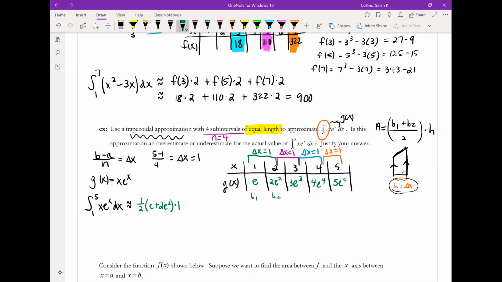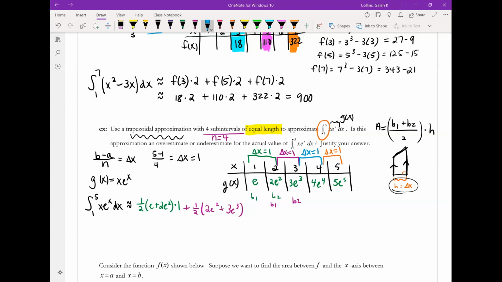All right, as we move on to our next trapezoid, what was base 2 of the last trapezoid is base 1 of the next trapezoid. So you'll notice in the trapezoidal sum, each side gets used twice in a row. All right, so we've got 1/2 times 2e squared plus base 2, 3e cubed.